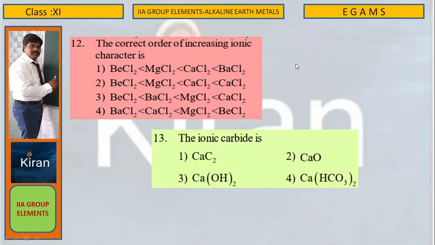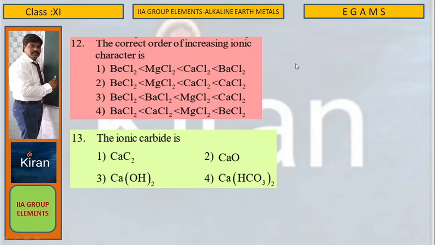The ionic carbide: calcium carbide, calcium oxide, calcium hydroxide, and calcium bicarbonate, which is ionic? The question itself has the answer. The ionic carbide. These others are not carbides. The first one only is the carbide. So the right answer is this one.